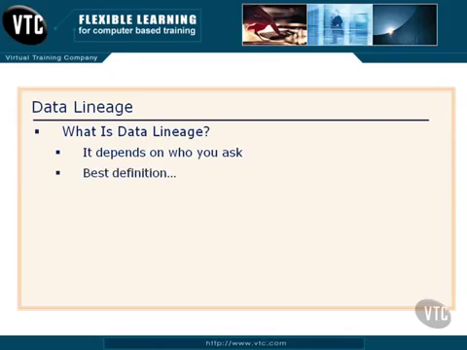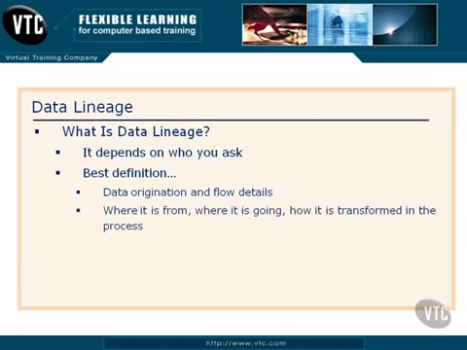And the best definition that I've seen for data lineage out there is, it is information about the data's origination and the details of the data flow. So the best definition: where is it from, where is it going, and how is it being transformed in the process?